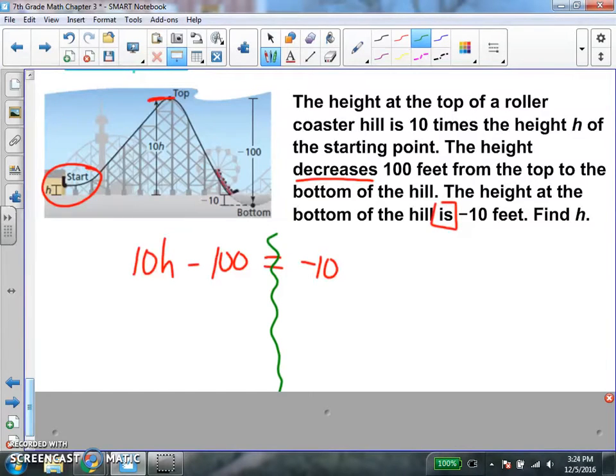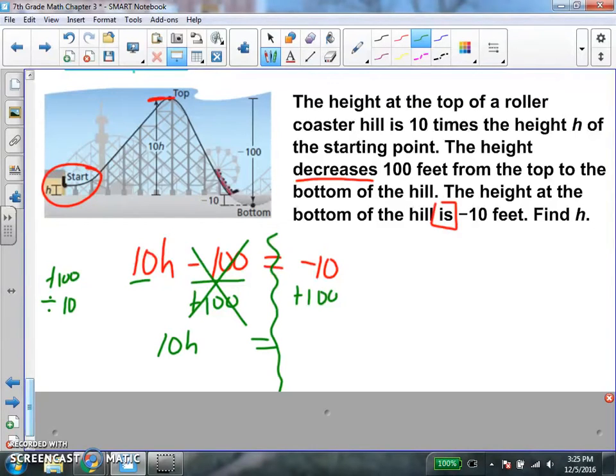I can see that it's being subtracted by 100, and it's also being multiplied by 10. So I just need to do the opposites of those. Add 100, getting rid of the constant first, and then dividing by 10. Okay, first I'll add 100 to both sides, undoing the constant. Negative 100 plus 100 cancels out, that's 0. I'm left with 10h equals, and negative 10 plus 100, same as 100 minus 10, 90.